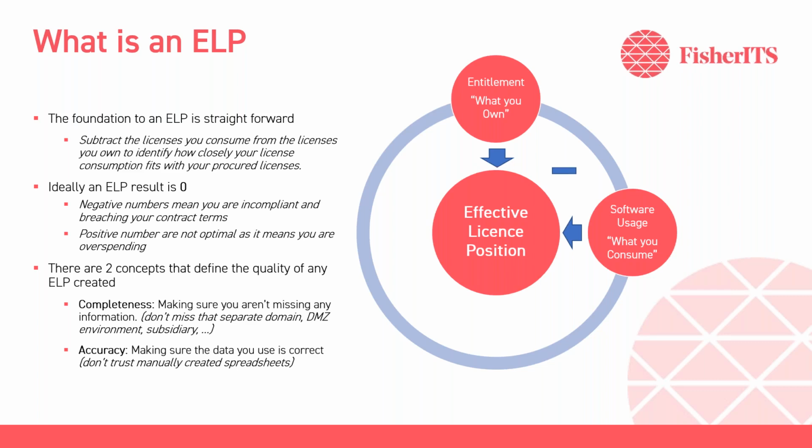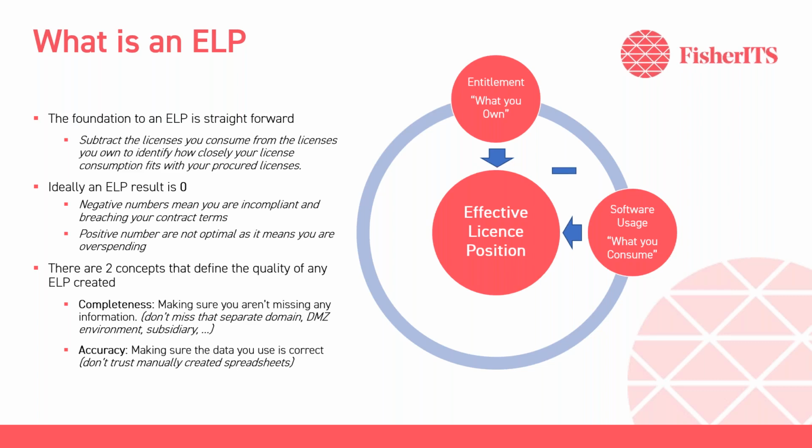But if you've got a negative number, it means that you're overusing. It means that you've got some software installed that you're not allowed to use, which could bring you a problem of breaching contract terms. And obviously, audits can come by, vendors can claim to get that extra money in, which you want to avoid. But on the other hand, you've got a positive number, where you're underusing and you've got more licenses than you need, which is also not optimal because it means you're overspending. And this is exactly where you could save some money. So ideally, we'd want to get every single number on that effective license position to 0.